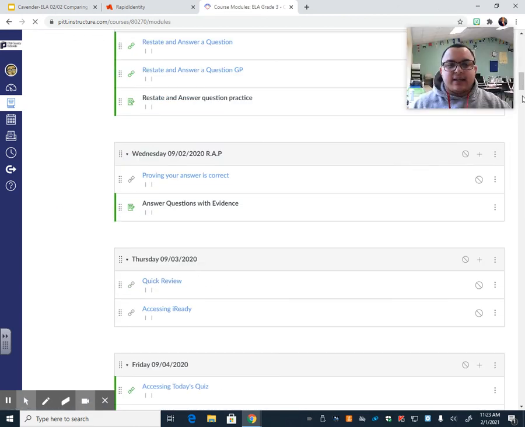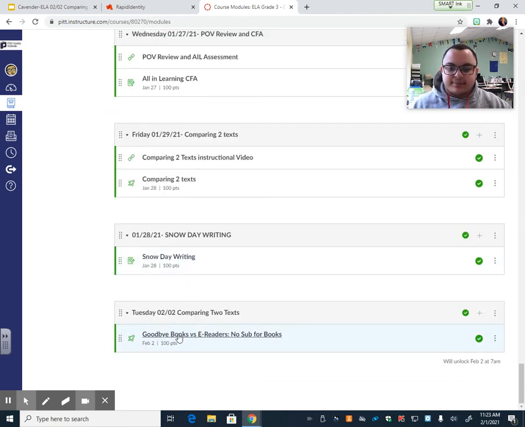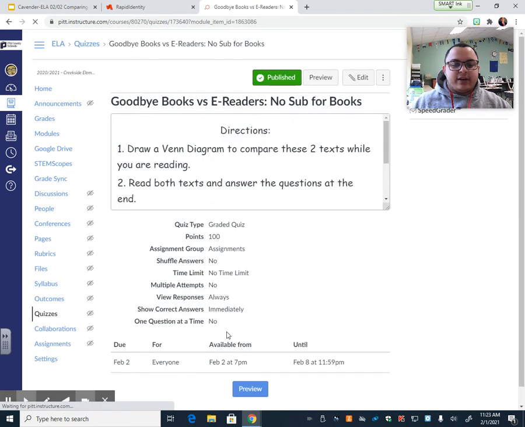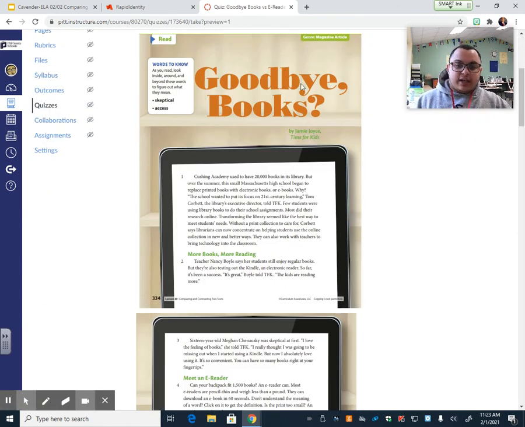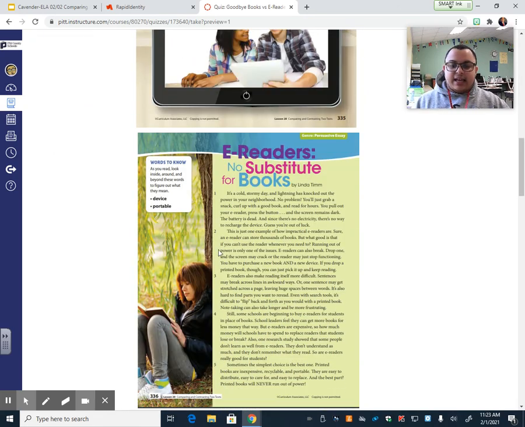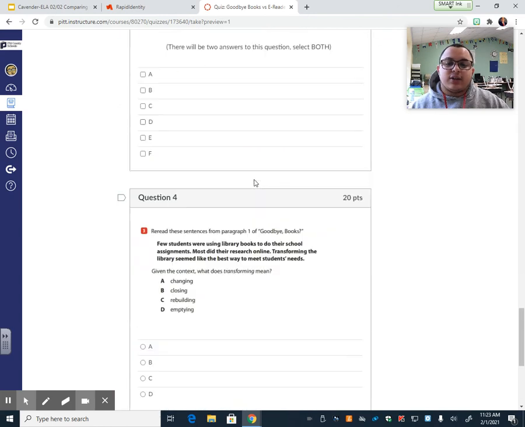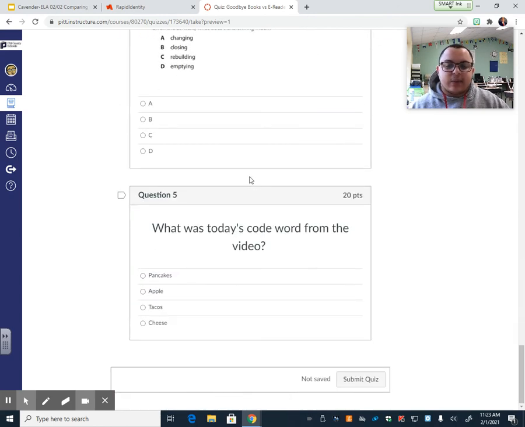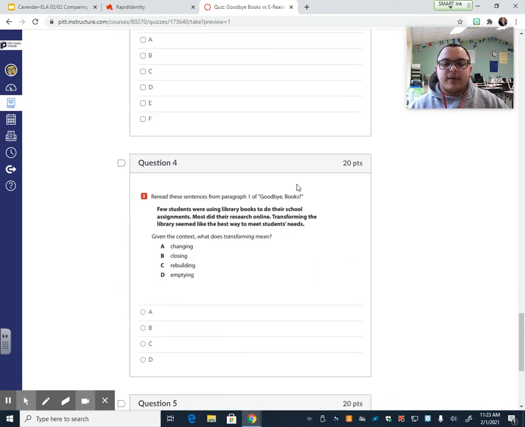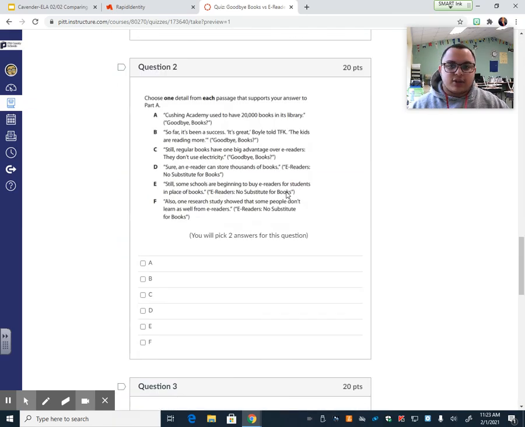and you find the assignment with today's date on it, "Goodbye Books and E-readers" and "No Substitute for Books," there are 2 passages that you're going to read. You're going to answer these 5 questions. This last one says, what is today's code word from the video? It's pancakes, so make sure you put that.